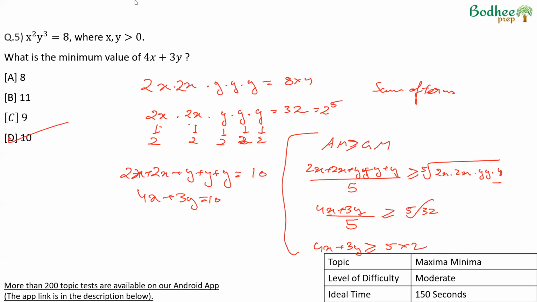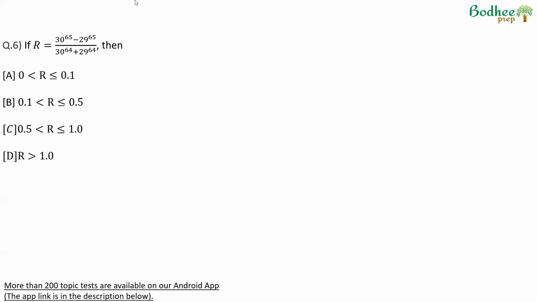Easy to moderate level of difficulty. About 2 to 2.5 minutes to solve. R is equal to 30 raised to power 65 minus 29 raised to power 65 upon 30 raised to 64 minus 29 raised to 64. Then the range of R. Again, I think approximation in these questions is a good approach.